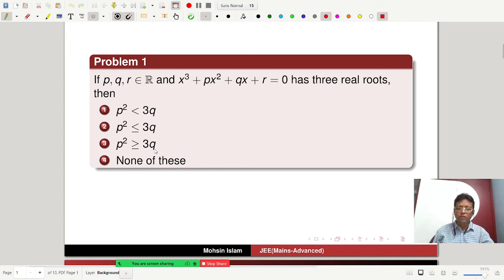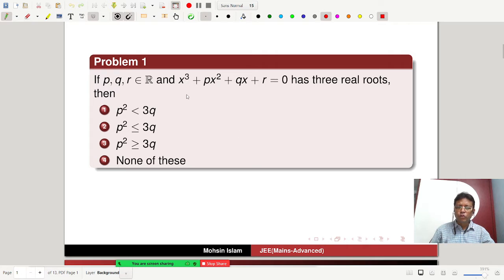So this none of these is a very dangerous option. You have to be very careful if your option is none of these. So it might happen that you have an option of none of these. You have to be very careful while you are preparing for JEE Mains, Advanced or any competitive exams at all India level.